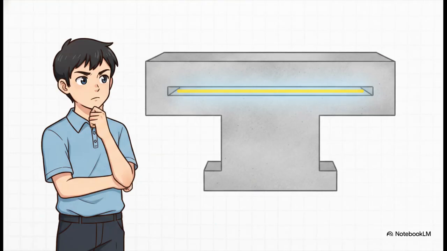Well, as any good structural detective would do, we just make an educated initial assumption to get moving. We're going to assume that the neutral axis safely falls within that top flange. Therefore, we'll just use the full flange width of 600 millimeters for our calculation right now, fully planning to iterate and adapt if the math proves us wrong later.